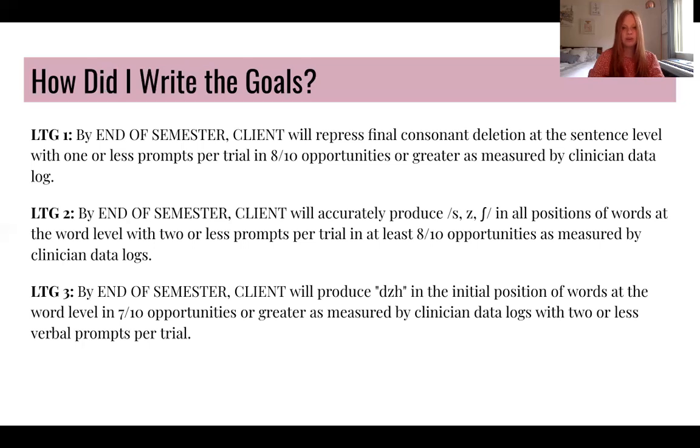The second one is going to be written pretty much the same because I wrote these all in the same semester, obviously. I was in the same stage of learning. So the second goal was by end of the semester, client will accurately produce /s/, /z/, /ʃ/ in all positions of words at the word level with 2 or less prompts per trial and at least 8 out of 10 opportunities as measured by clinician data logs. And then the third one was by the end of the semester, client will produce /dʒ/ in the initial position of words at the word level in 7 out of 10 opportunities or greater as measured by clinician data logs with 2 or less verbal prompts per trial.